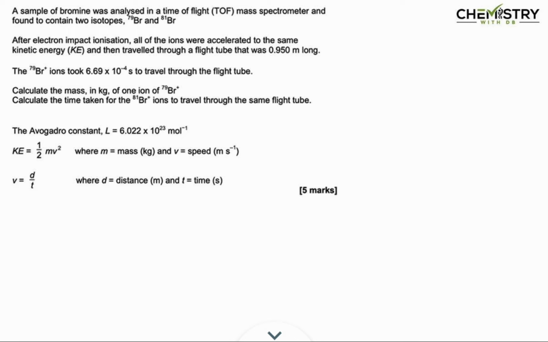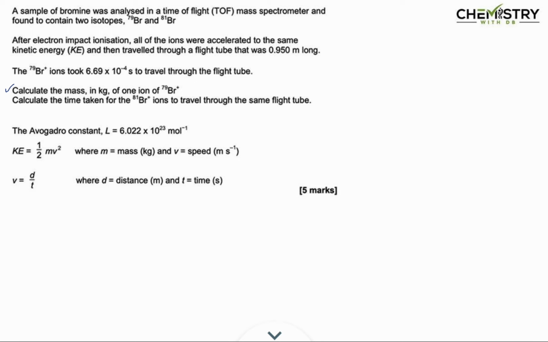So here is the fourth question in the time of flight series, and perhaps the one which really bothers the students the most as per my experience. This is a two-part question. In the first part, we are supposed to find out the mass in kilograms of one ion of Br79.